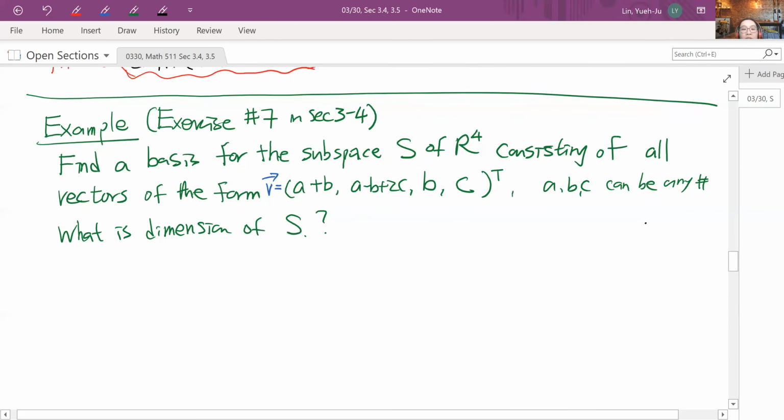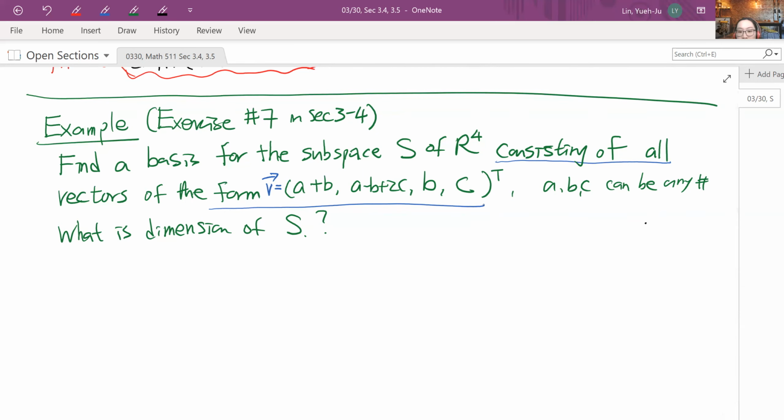So this problem says find a basis for a subspace, and they call it S. It's a subspace of R4. Because it's a subspace, you don't know whether the dimension is 2 or 3 or 4, right? Because it's not R4 itself, it's some subspace. But this subspace, I have an explicit description. This subspace consists of all the vectors in this form. All the vectors in this subspace will look like (a+b, a-b+2c, b, c), where a, b, c can be any arbitrary number.